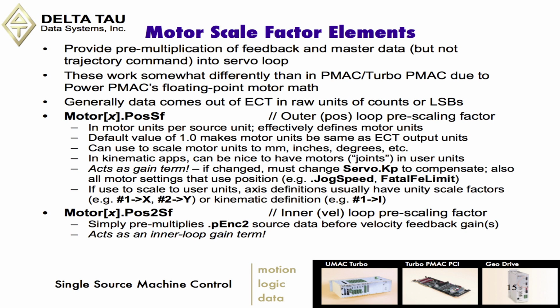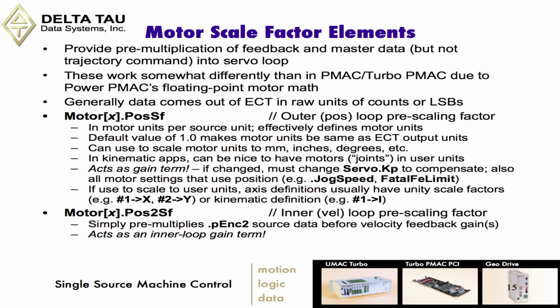In kinematics, this can have a great benefit because now your motor joints are in user units. It acts as a gain term because it is multiplying the feedback value coming right out of the servo loop. So you'd have to change the Servo.Kp, which is the proportional gain for that motor, to compensate for that. And consider also, since you've changed the concept of what a motor unit is from an encoder unit, it also affects the jog speed and fatal following error limits, because normally these are written in motor units, which are usually considered to be encoder counts.